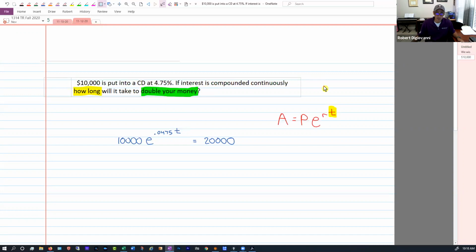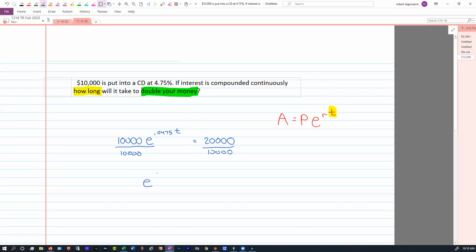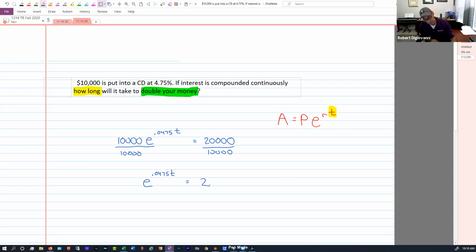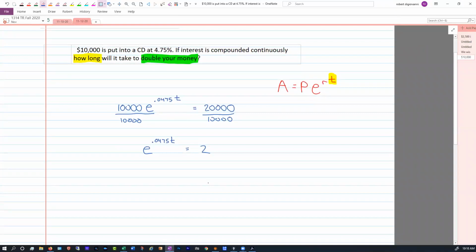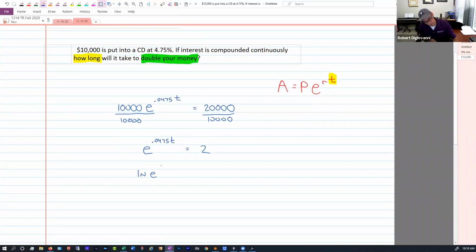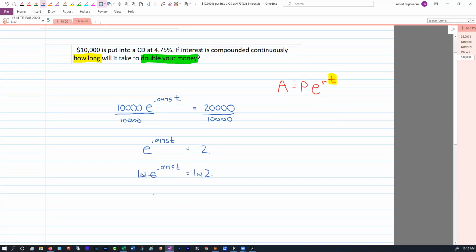Now, you want to keep going? Yeah, so I would then divide both sides by 10,000. Yep. Good. So then you're left with e to the power of 0.0475 times t equals, what is that, just 2? Yeah, it's just 2. And then you bring in the natural log, correct? Perfect. Yep, natural log on both sides. So then you're just left with 0.0475 t equals the natural log of 2. And then you just divide both sides by 0.0475.